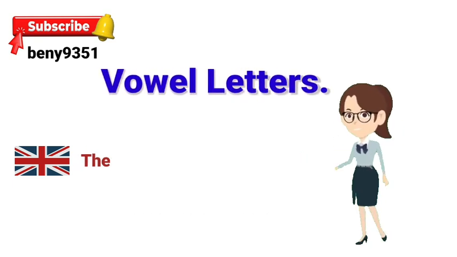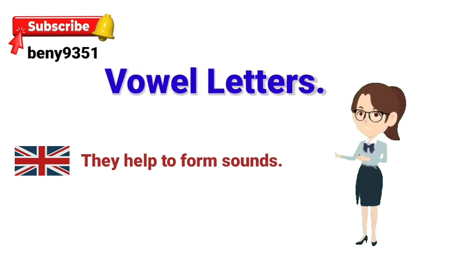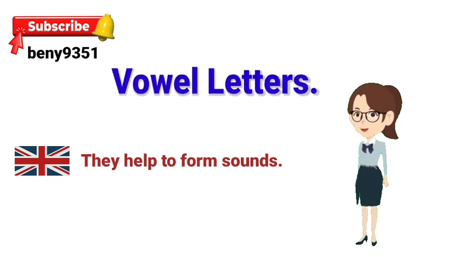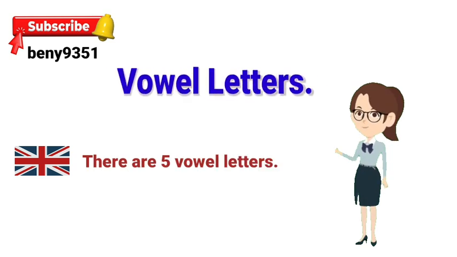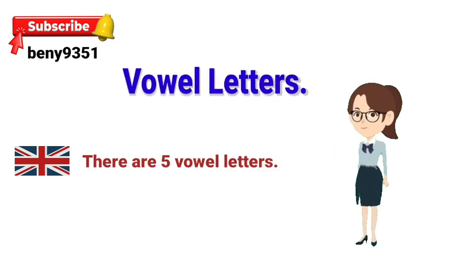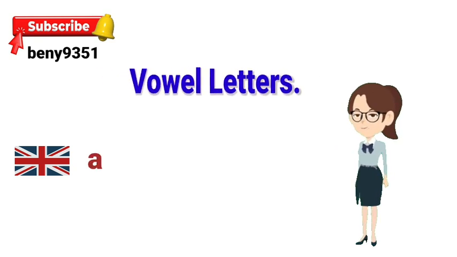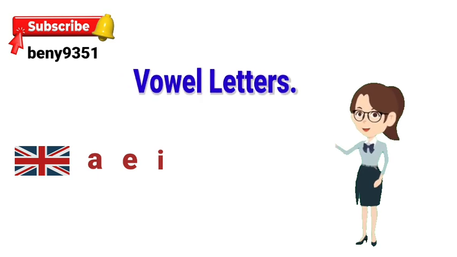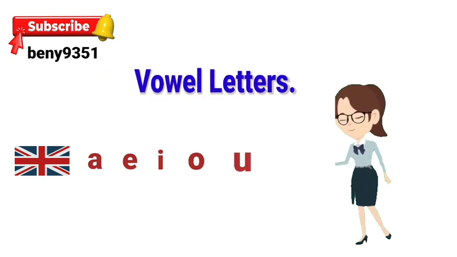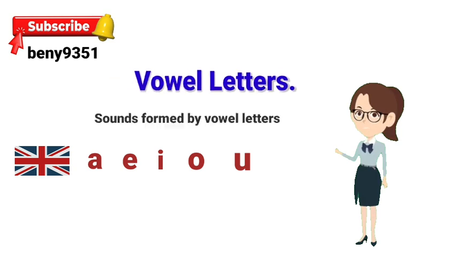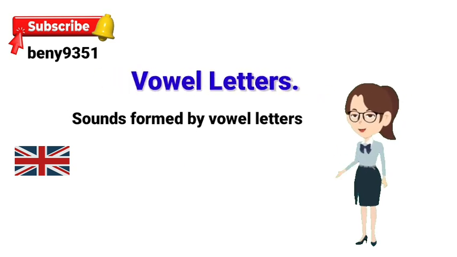Also, vowel letters help to form sounds. There are 5 vowel letters, and these are A, E, I, O, U. Once again, these vowel letters are A, E, I, O, and U. So the sounds that are formed by the vowel letters are as follows.